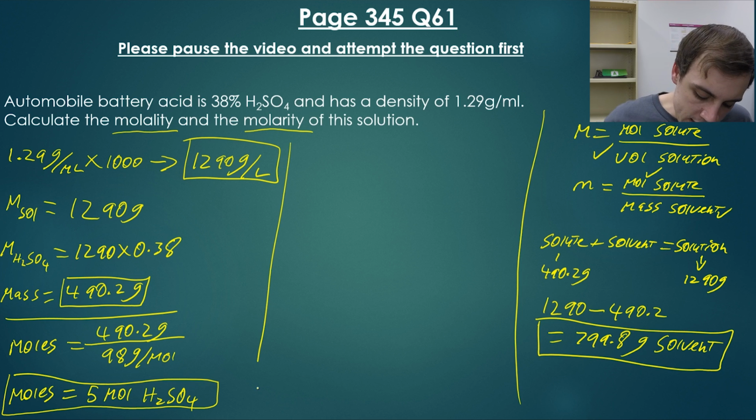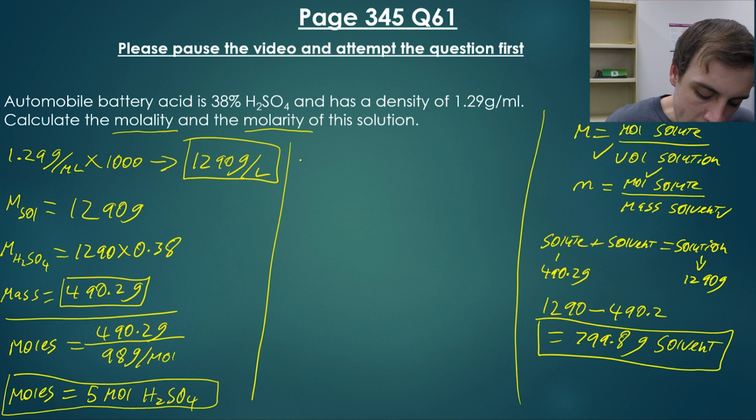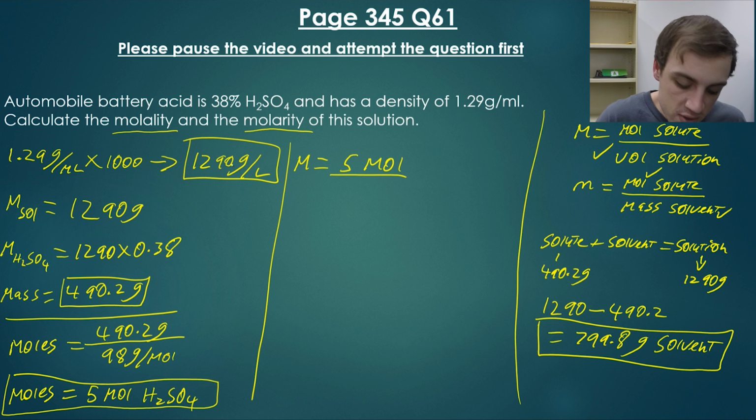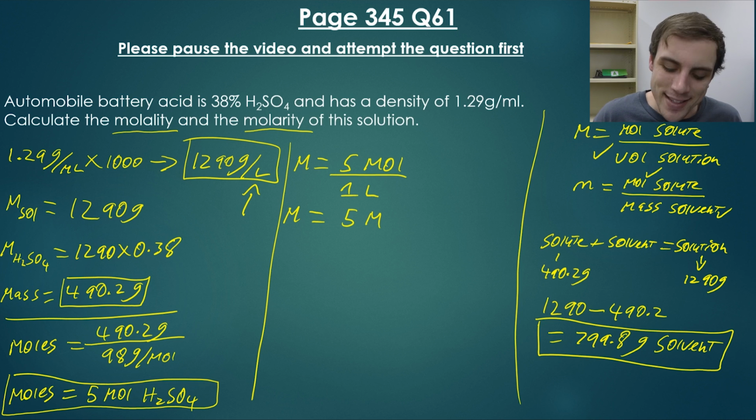So what our next step is to put them all together. So if we look at the molarity, molarity is equal to the moles of solute, which is 5 moles, divided by the volume of solution. So the volume of the solution, which we found up here, was 1 litre. So we go divided by 1 litre. That means that the molarity is equal to 5. So that one was nice and easy.